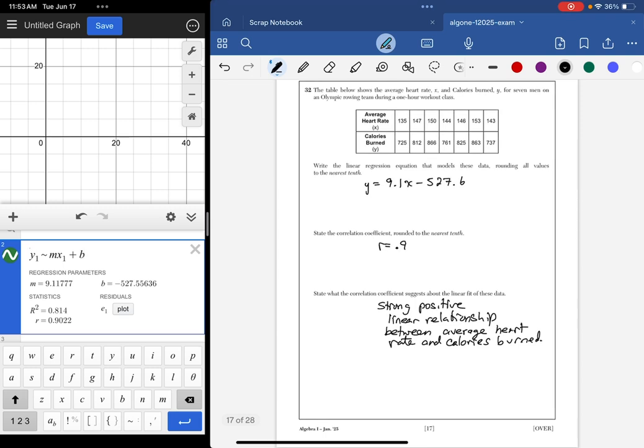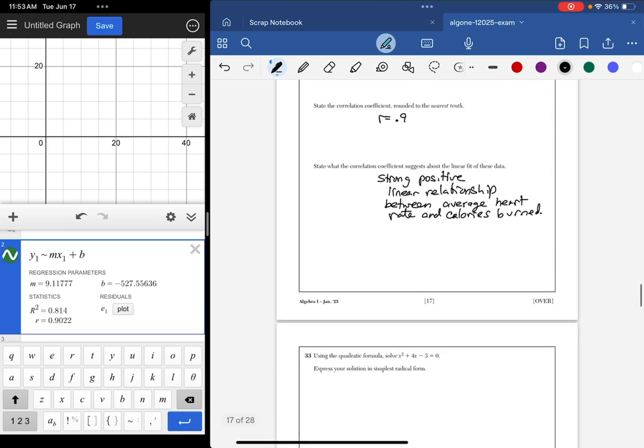All right, and that's because that r value is pretty close, well, close enough to 1 to say strong. If it were 1, it would be perfect positive. If it's -1, it's perfect negative. If it's anything around 0, we say that there's no correlation. So here we say strong positive.